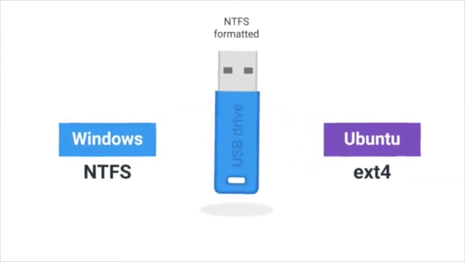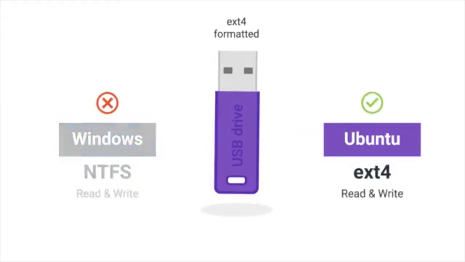Let's say you have a USB drive that's using an NTFS file system. Both Windows and Linux's Ubuntu can read and write to the USB drive. But if you have an ext4 USB drive, it'll only work on Ubuntu, and not on Windows, at least without the help of third-party tools. It's pretty likely that you'll encounter this situation in an IT support role.